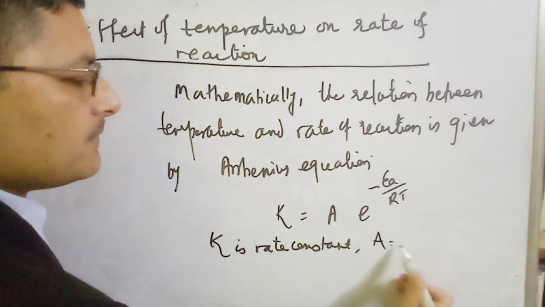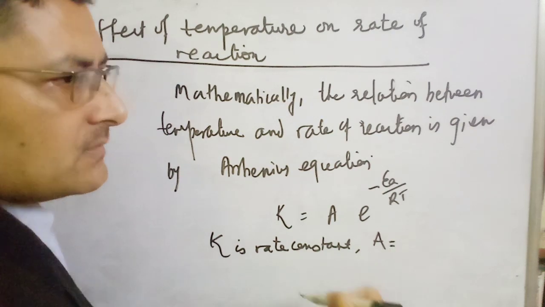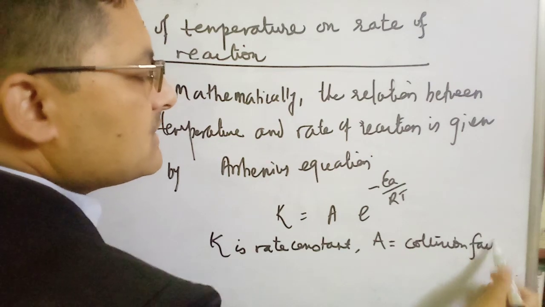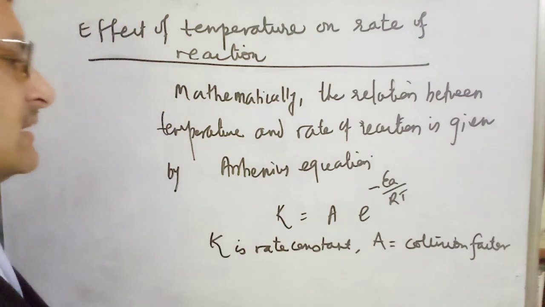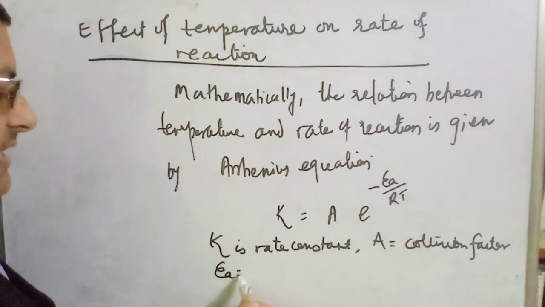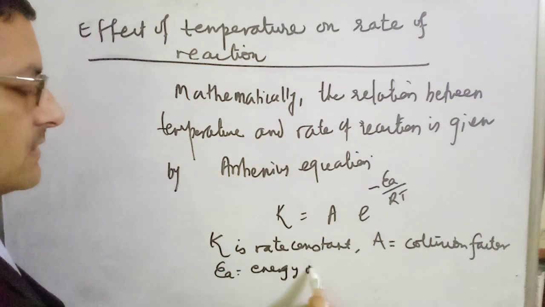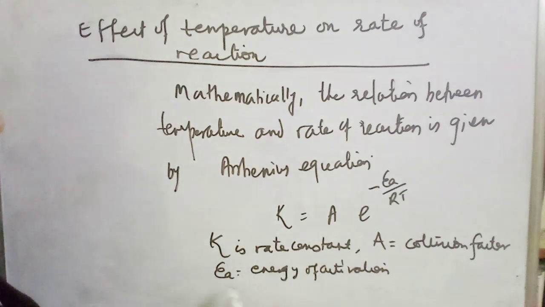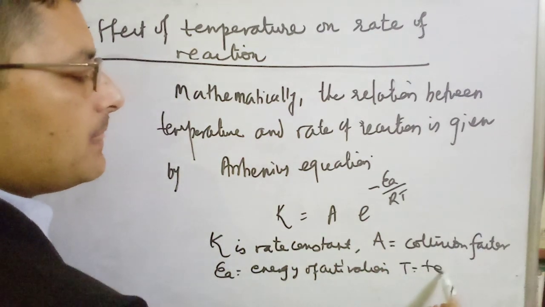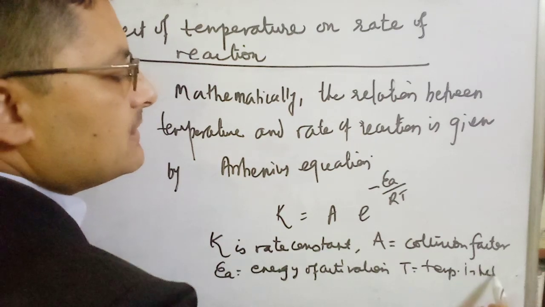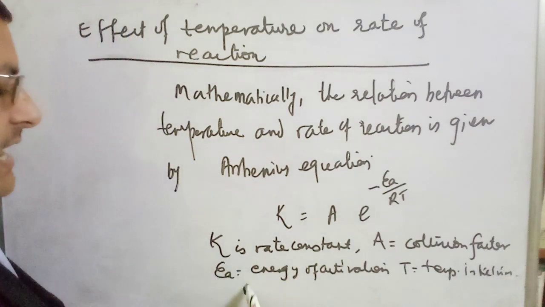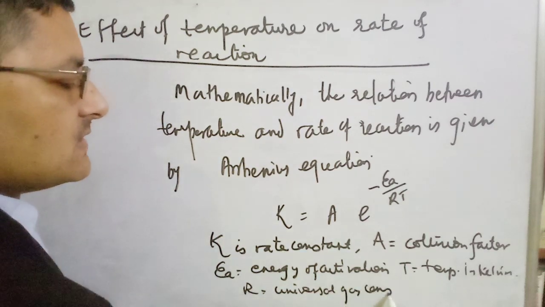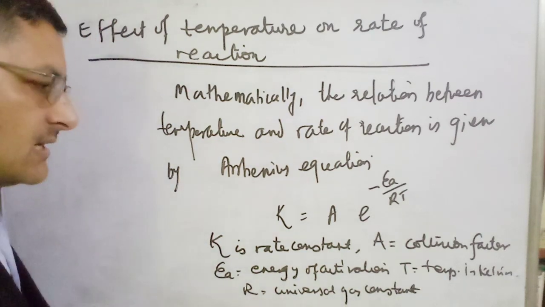and A is the collision factor, which we also call the pre-exponential factor. And Ea, do you know Ea? Ea is the energy of activation. Similarly, T is temperature in Kelvin, and R is the universal gas constant. This is a constant value for gas.